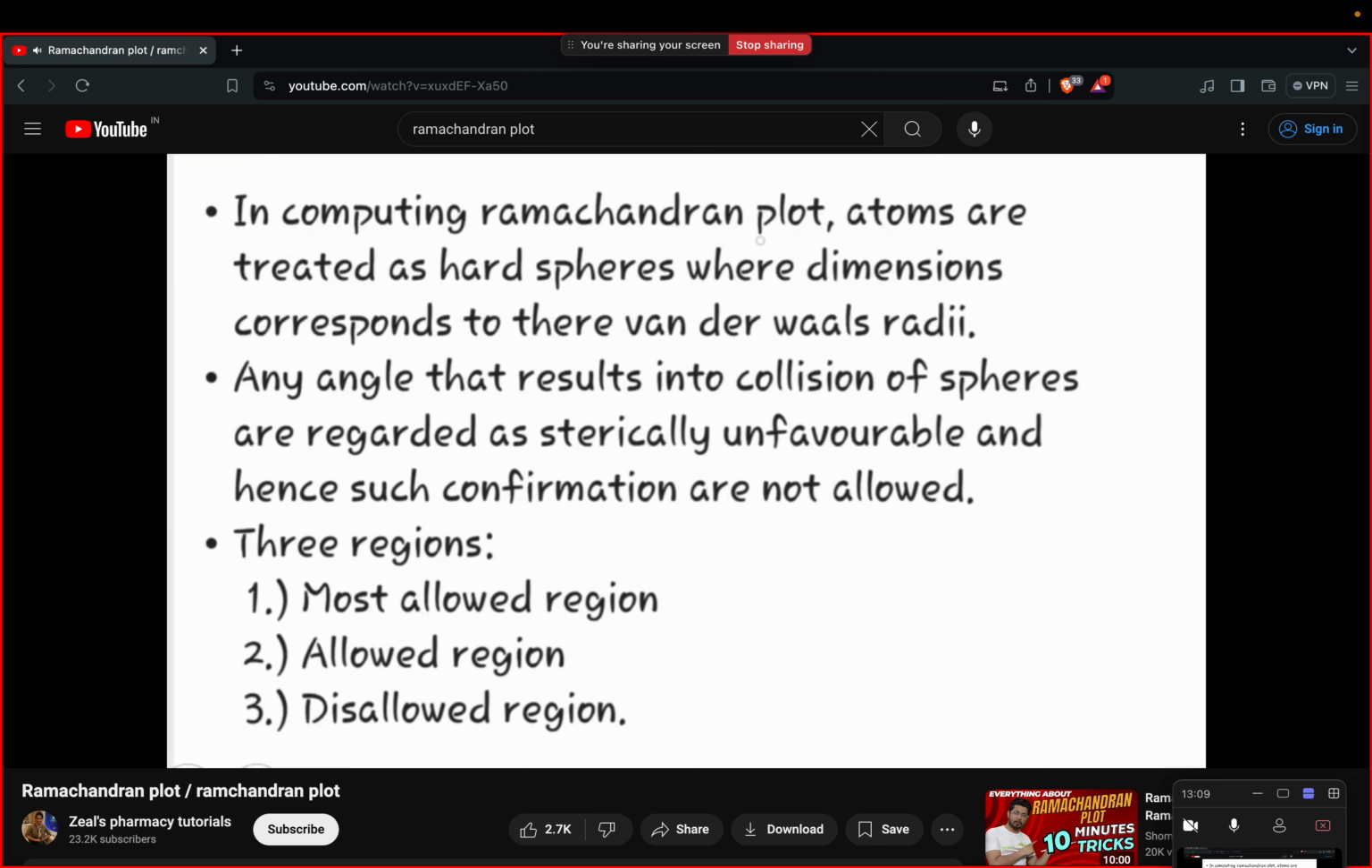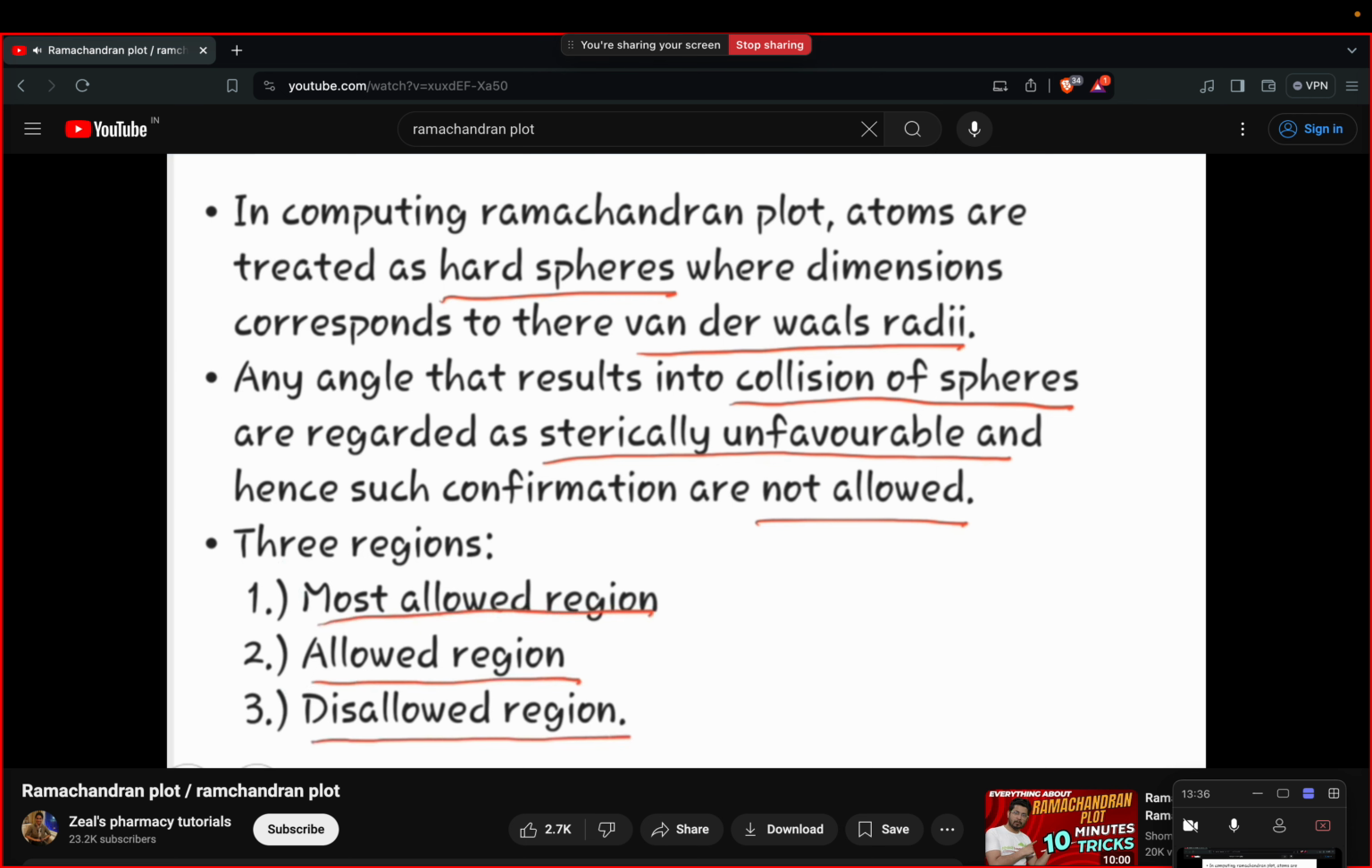In computing the Ramachandran plot, atoms are treated as hard spheres whose dimensions correspond to their van der Waals radii. Any angle that results in the collision of the spheres is regarded as sterically unfavorable, and hence such conformations are not allowed. Based on this principle, the graph is divided into three regions. First is the most allowed region, then the allowed region, and third the disallowed region.